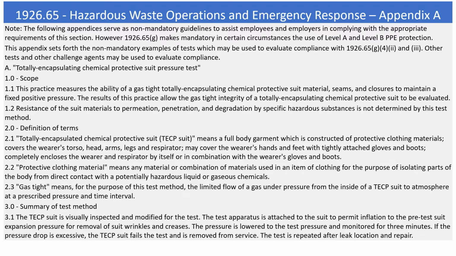A. Totally encapsulating chemical protective suit pressure test. 1.0 Scope. 1.1 This practice measures the ability of a gas-tight totally encapsulating chemical protective suit material, seams, and closures to maintain a fixed positive pressure. The results of this practice allow the gas-tight integrity of a totally encapsulating chemical protective suit to be evaluated. 1.2 Resistance of the suit materials to permeation, penetration, and degradation by specific hazardous substances is not determined by this test method.